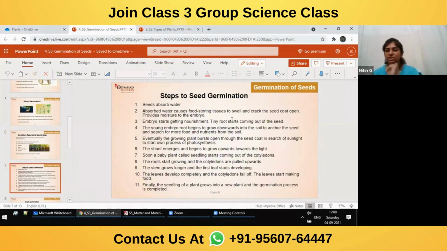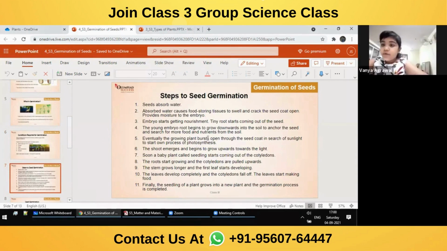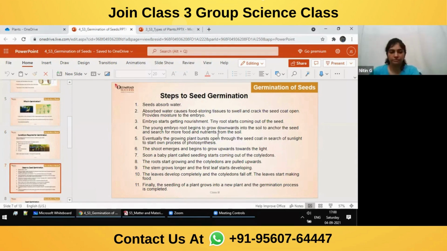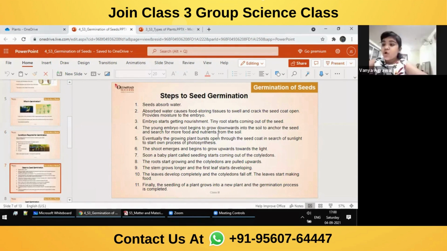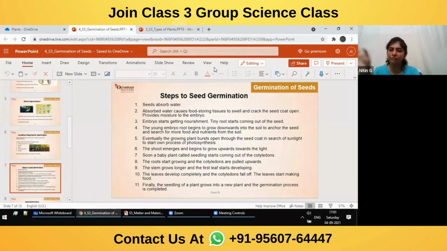Steps to seed germination. I want Vanya to please read the steps one by one loudly. First, seeds absorb water. Second, absorbed water causes food-storing tissues to swell and crack the seed coat open, and provides moisture to the embryo. This much is clear; I have already explained it.